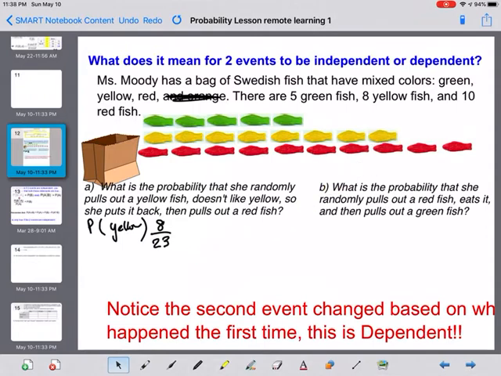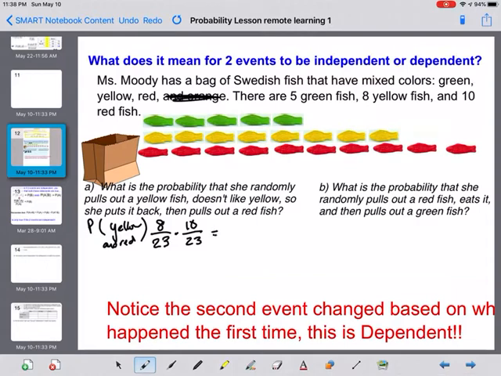Now, she pulls it out, but what does she do with it? She says, ooh, I don't like yellow, and she puts it back in, because who really likes yellow Swedish fish? I like the red ones. Now she's going to reach in again. What's the probability that she gets a red fish right now? How many red are there? There's 10 red. And how many total are there? There's 23. Did the first event affect the second one?